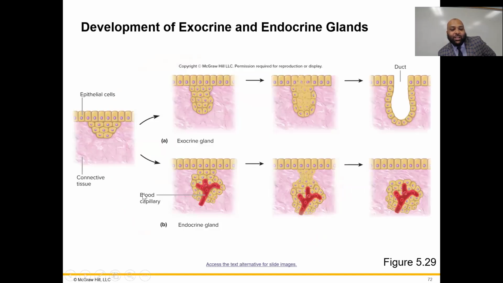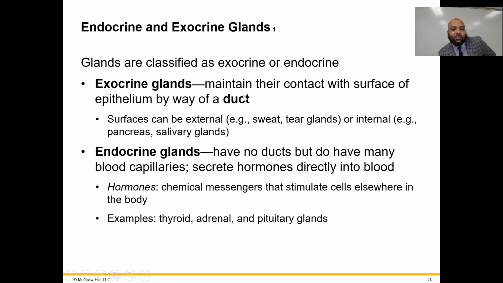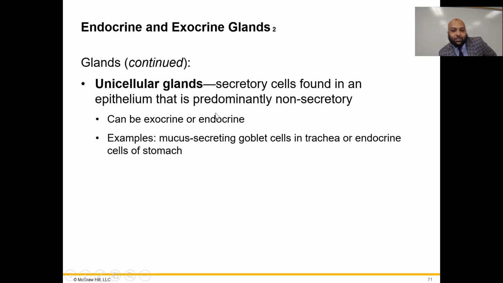Because the endocrine glands secrete into the blood, but the exocrine glands secrete into a duct. You see, endocrine glands have no duct, but have many blood capillaries and secrete hormones directly into the blood, while exocrine glands maintain their contact with the surface of the epithelium by way of a duct.